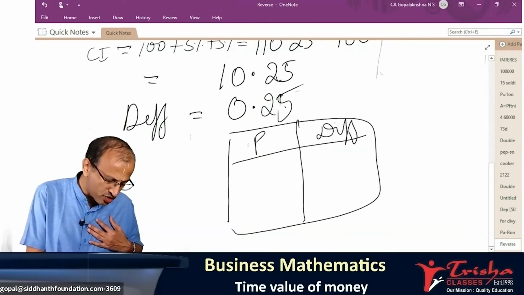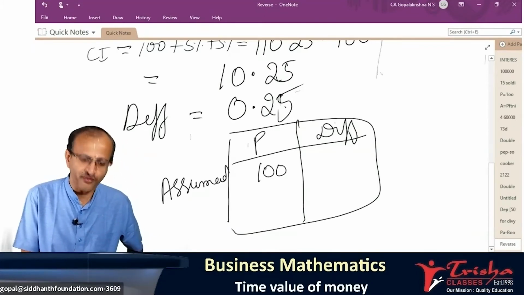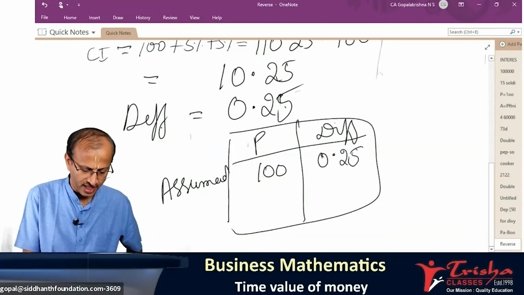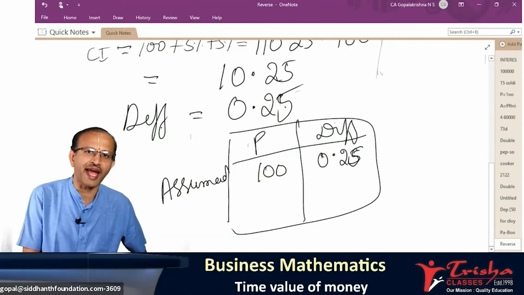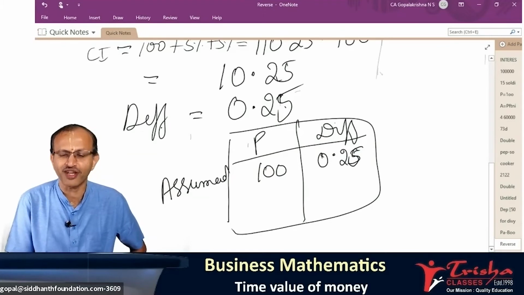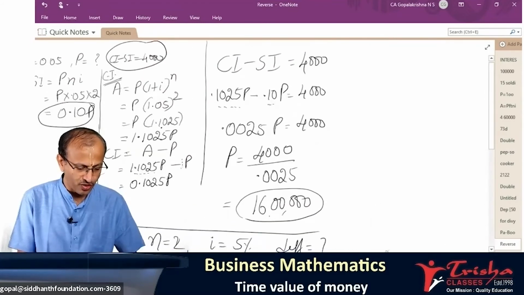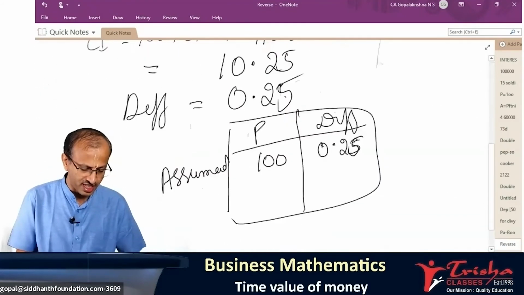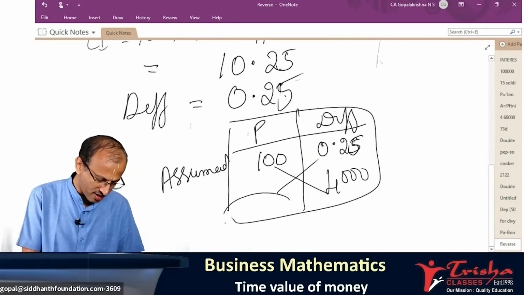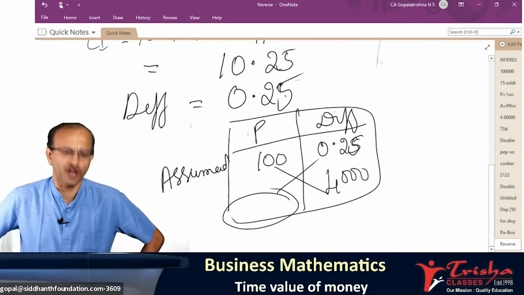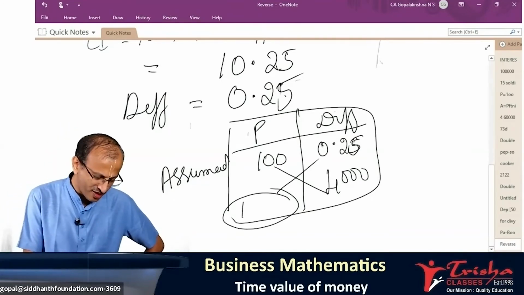What is the principal I assumed? Assumed number 100. What is the difference? 0.25. So 100 rupees, 0.25. Tell me, what is the actual difference? The box method is your favorite, right? What is the actual difference in the question? In the question, they say the difference between SI and CI is 4,000. Let me know the answer: 4,000 into 100 divided by 0.25. What is your answer? Fast. This is 16 lakhs. So interesting.